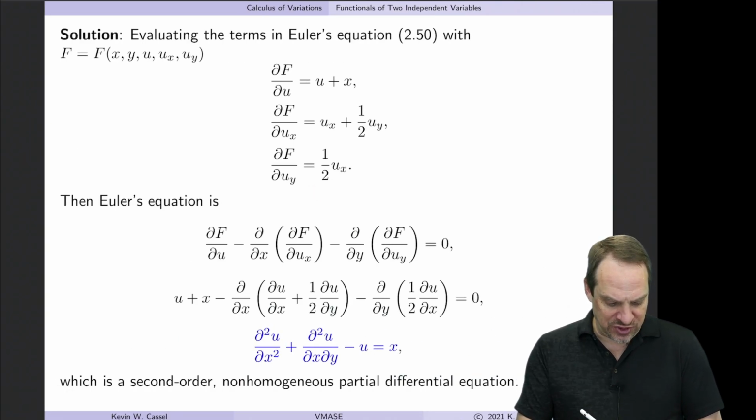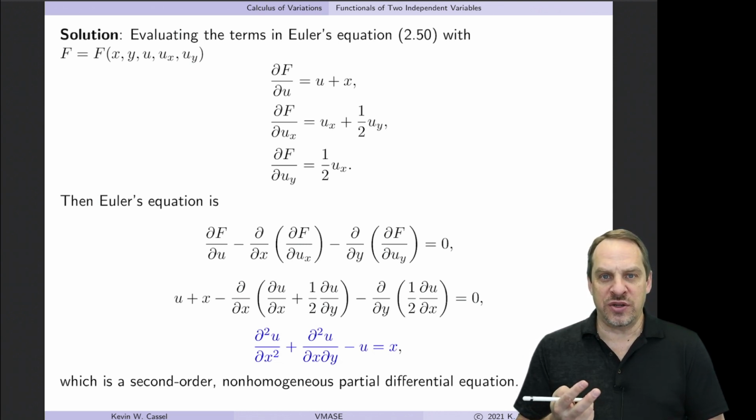So we substitute those in here, here, and here, and then we can evaluate these partial derivatives and simplify a bit, and we get partial squared u partial x squared plus partial squared u partial x partial y minus u is equal to x. So this is a second order, linear, non-homogeneous partial differential equation.